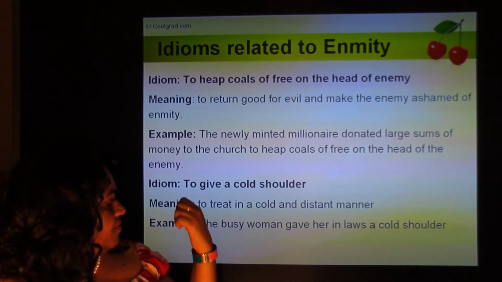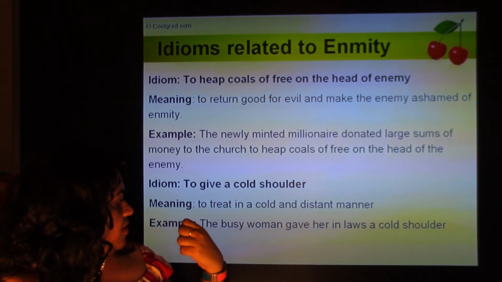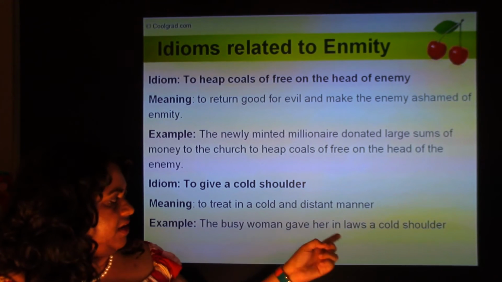To give a cold shoulder: to treat in a cold and distant manner. Example, the busy woman gave her in-laws a cold shoulder.